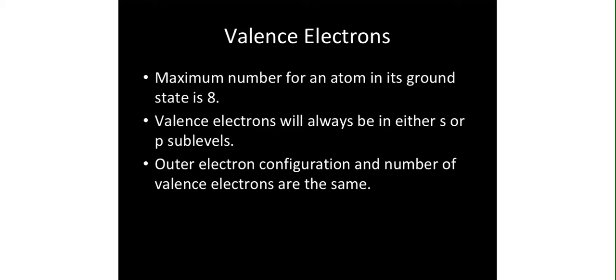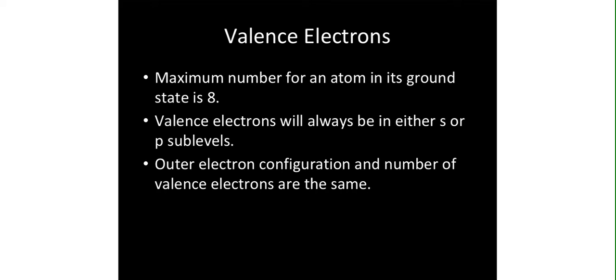I will show you this in class, and I'll have you write down a nice little table to help you with this. But again, the outermost electron configuration helps indicate the number of valence electrons. Remember, we did establish that all of group 1 have one valence electron, and you can easily infer that just by looking at the group number.